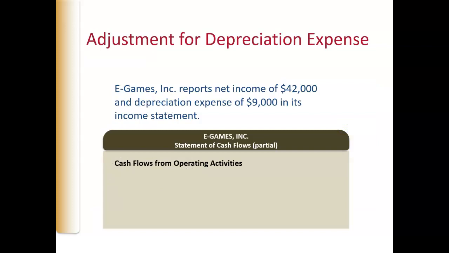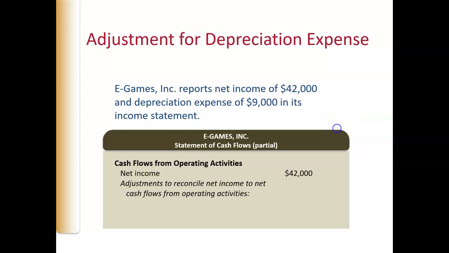eGames reports net income of $42,000 and depreciation expense of $9,000 in its income statement. We start with the $42,000, and what are we going to do with their depreciation expense? We're going to add it, $9,000.